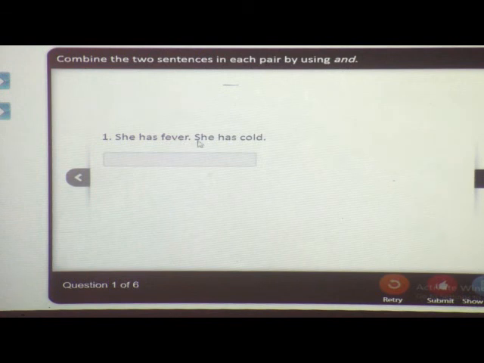She has fever, she has cold. So here you have to use and. She has fever and cold. Okay, children?